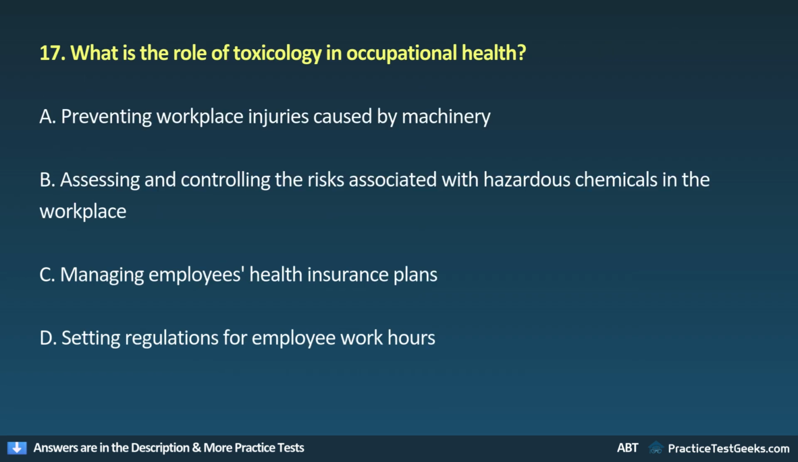17. What is the role of toxicology in occupational health? A. Preventing workplace injuries caused by machinery. B. Assessing and controlling the risks associated with hazardous chemicals in the workplace. C. Managing employees' health insurance plans. D. Setting regulations for employee work hours.